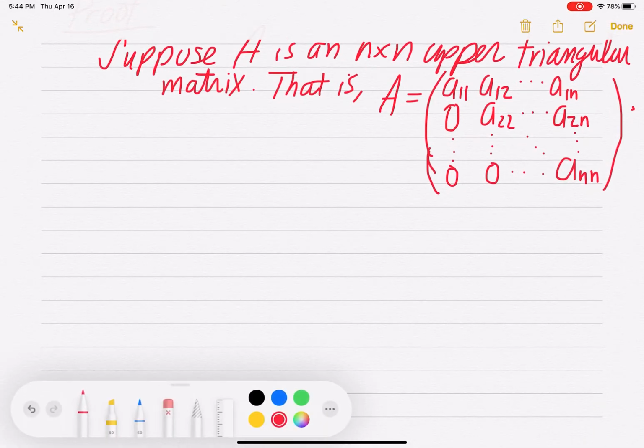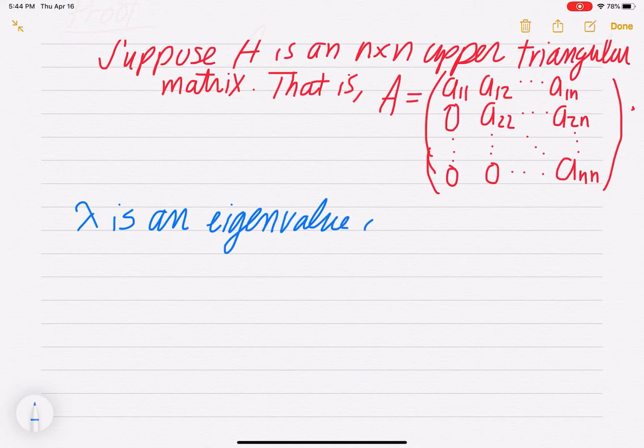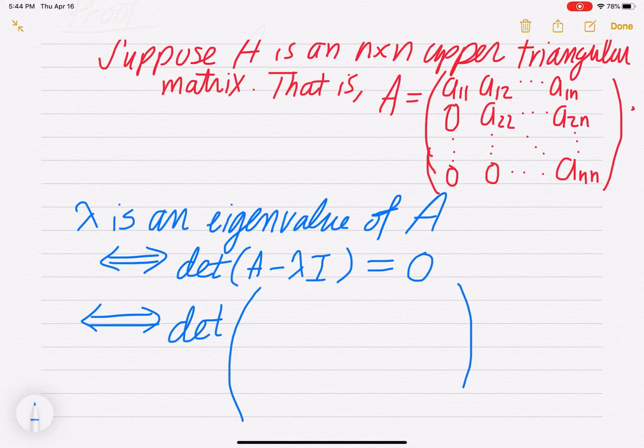So what do eigenvalues look like? Lambda is an eigenvalue of A if and only if the determinant of A minus lambda I equals 0. In other words, the characteristic polynomial evaluated at lambda gives you 0. Let's take the determinant of this A minus lambda I matrix and set it equal to 0.